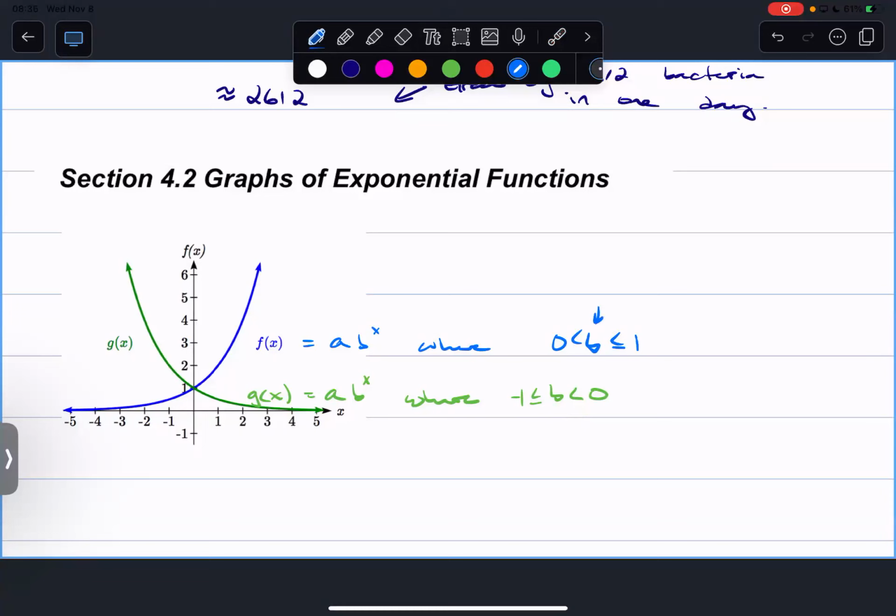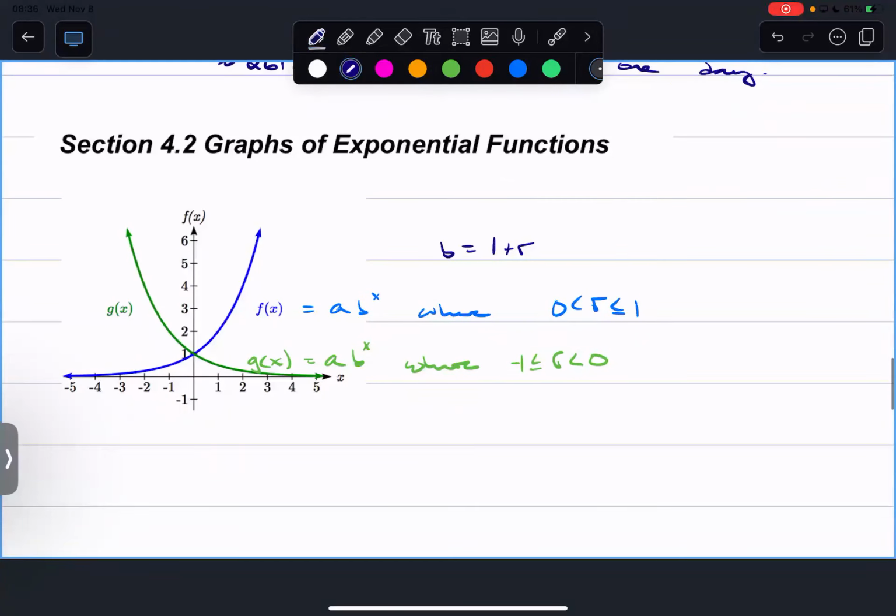This should be 1 plus r, not b. Sorry. And b is 1 plus r. There. Crisis averted. Okay. Good.